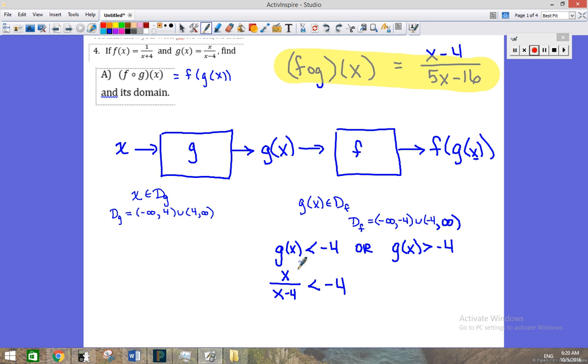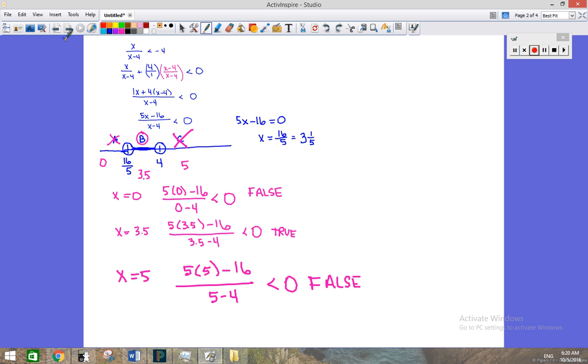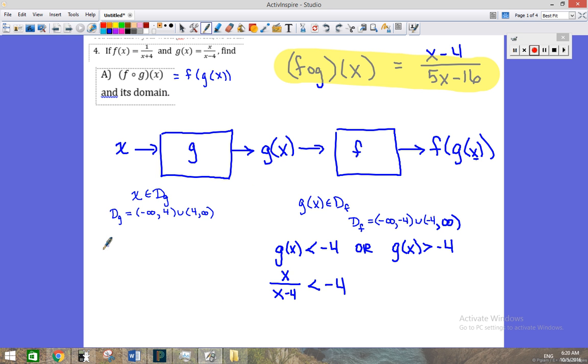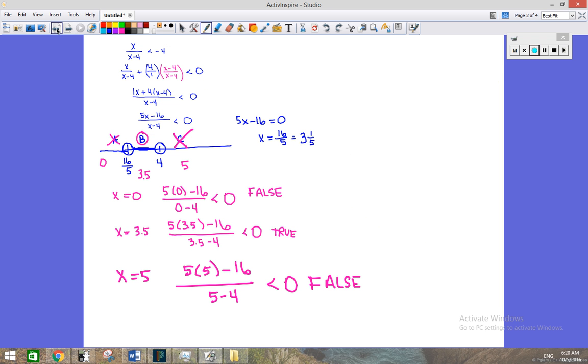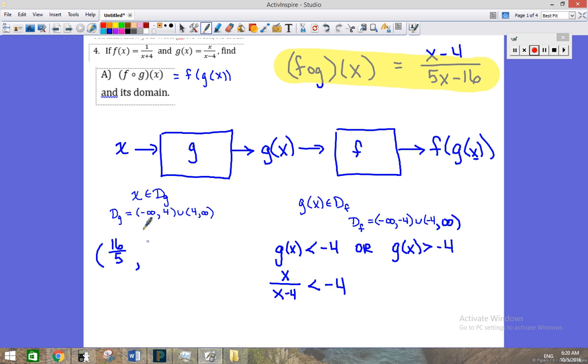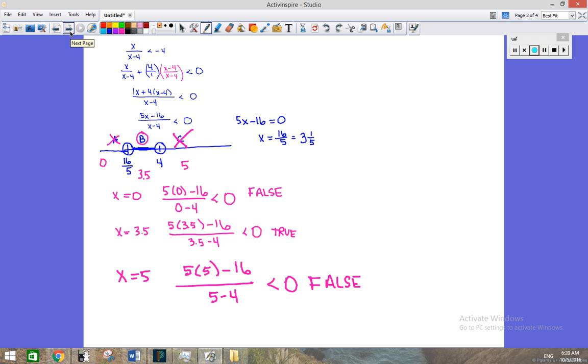If we want the output of G to be less than negative 4, to be in one of our intervals of the domain of F, we need the input over here in x to be between 16 over 5, 3 1/5, and 4. We need it to be bigger than 16 over 5 and smaller than 4.